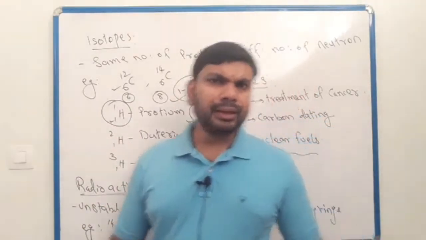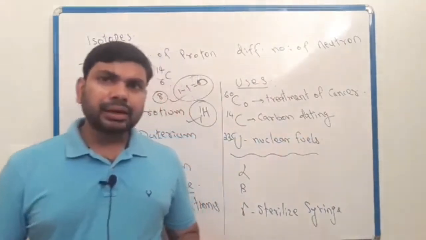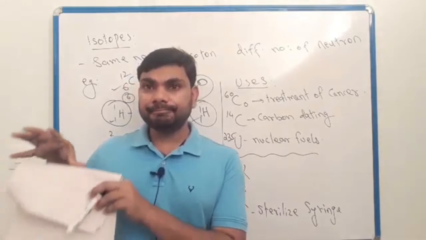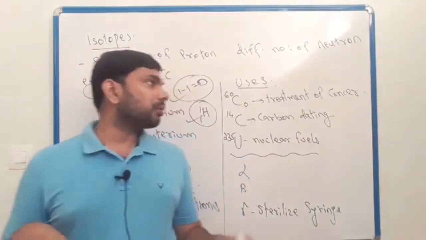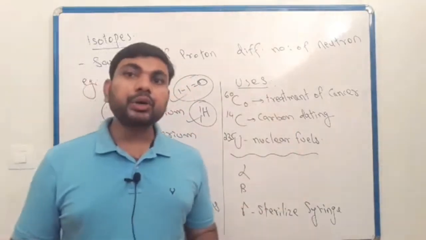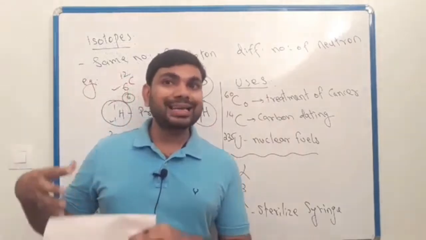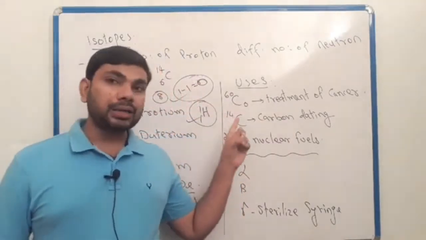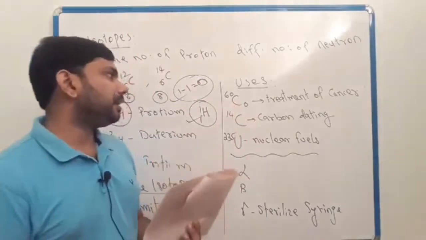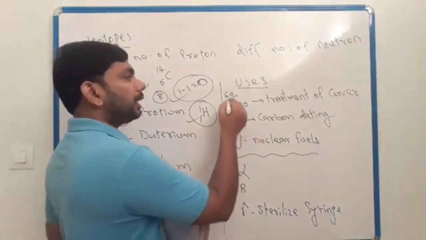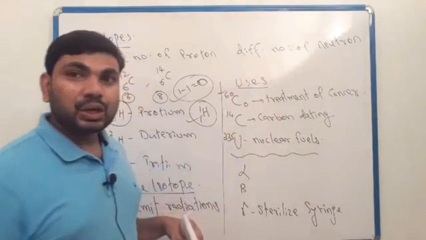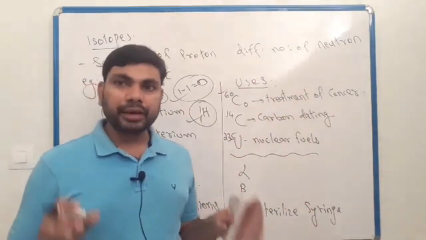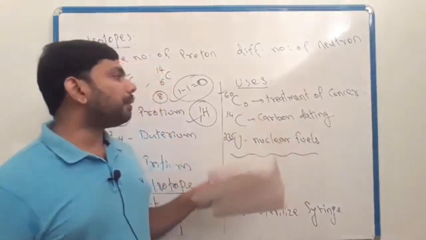Okay, and here we have to understand radioactive isotopes. We have different uses for radioactive isotopes. Radioactive isotopes are used for cancer treatment. The radioactive isotope of cobalt is cobalt 60. Here Co means cobalt, and the mass number is 60. Cobalt 60 is used for treatment of cancer. For cancer treatment we will use cobalt 60.